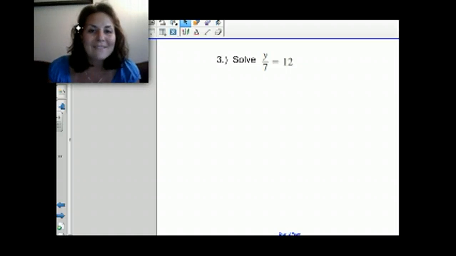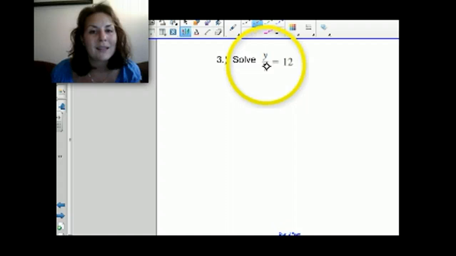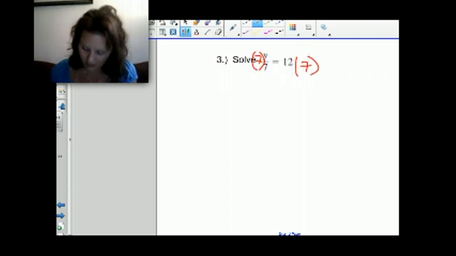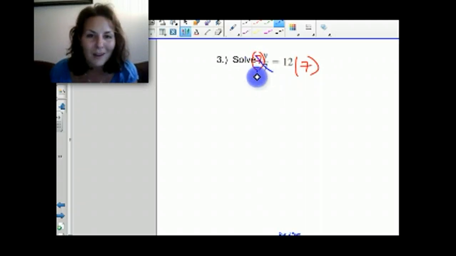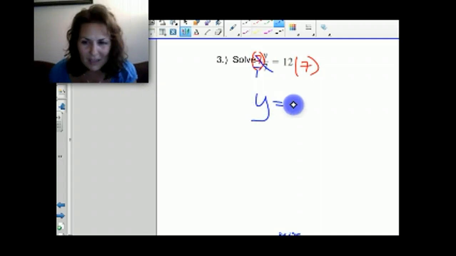Solve. y divided by 7 equals 12. Now that's division. A fraction is still just division. So, in order to get the y by itself, I multiply both sides by 7. Now you can think of this, let me change colors, as 7 over 1. Those cross cancel and you get y divided by 1, which is y equals 12 times 7.